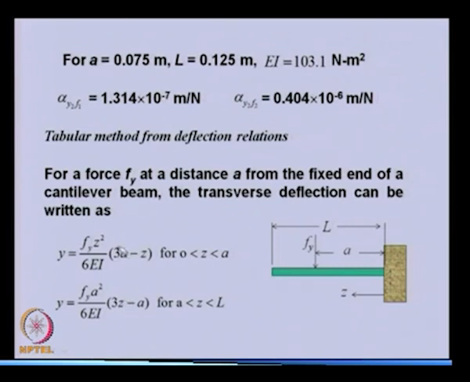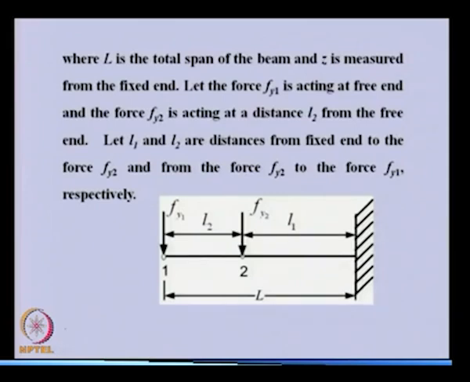Now, these two equations, which are generally available in the tables in strength of materials books, can be used to obtain the influence coefficients which we obtained earlier. So, let us see how it can be done. Two forces are acting. The first force's distance from the fixed end is L1. The distance between the two forces is, let us say, L2, and the total length is L.